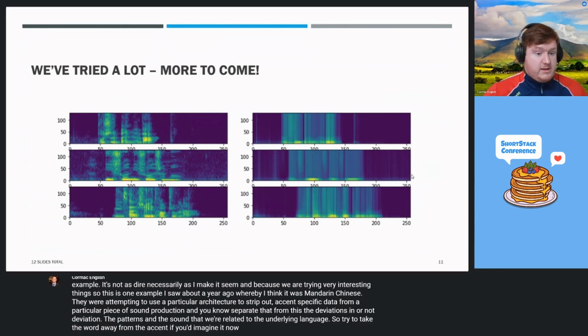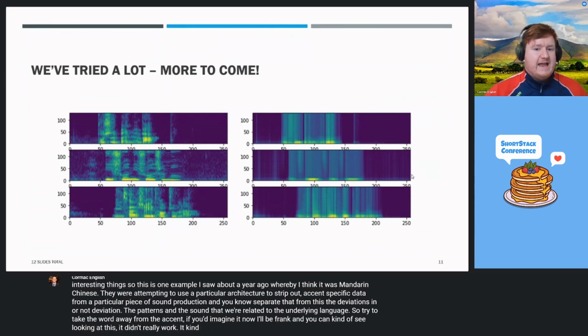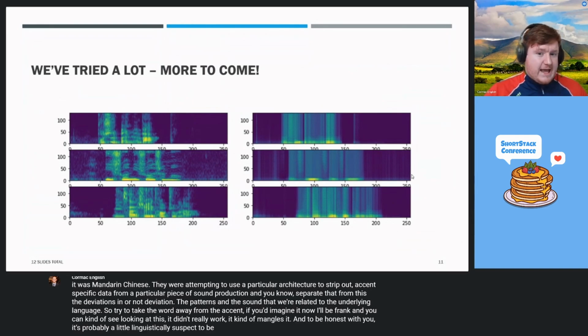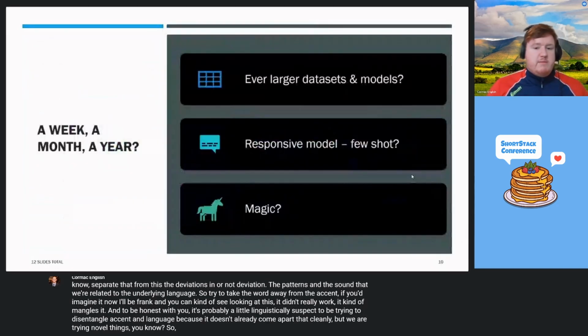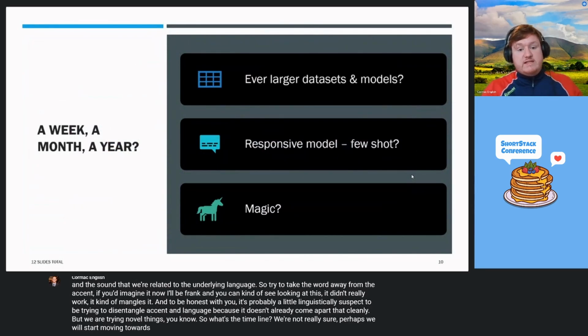Now, I'll be frank, and you can kind of see looking at this, it didn't really work. It kind of mangles it. And to be honest with you, it's probably a little linguistically suspect to be trying to disentangle accent and language, because they don't really come apart that cleanly. But we are trying novel things. So what's the timeline? We're not really sure. Perhaps we'll start moving towards few-shot models that are very interactive.